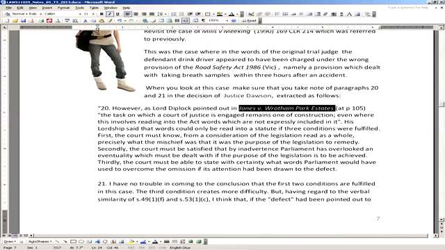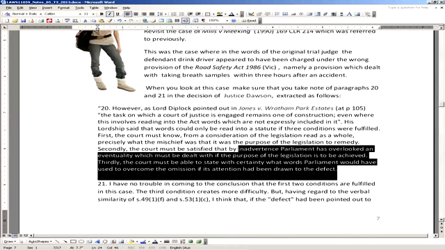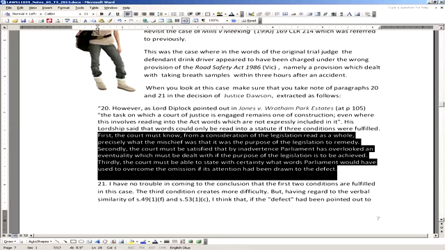First, the court must know from reading the act as a whole precisely what the mischief, and that's another way of saying the object, was, the purpose of the legislation or remedy. Second, the court has to be satisfied that by inadvertence, Parliament has overlooked an eventuality which must be dealt with. And third, the court must be able to state with certainty what words Parliament would have used to overcome the omission. That's not an easy process to get through.